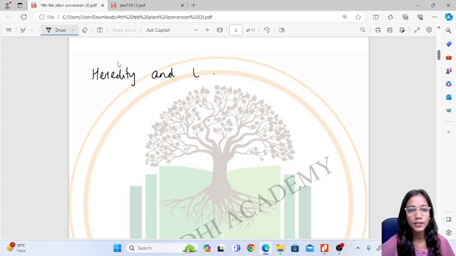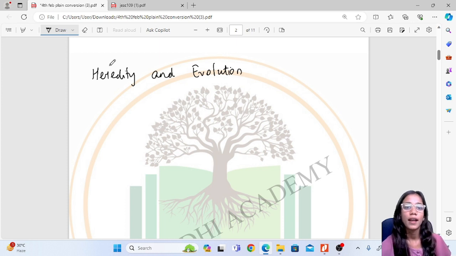Now, to understand this, we first need to know what is heredity. Heredity is the inheritance of traits and characters. Now, what do you mean by a trait? A trait is a specific character, for example, eye color, skin color, or hair color, the texture of the hair. These all are traits which are inherited from first generation to second generation.